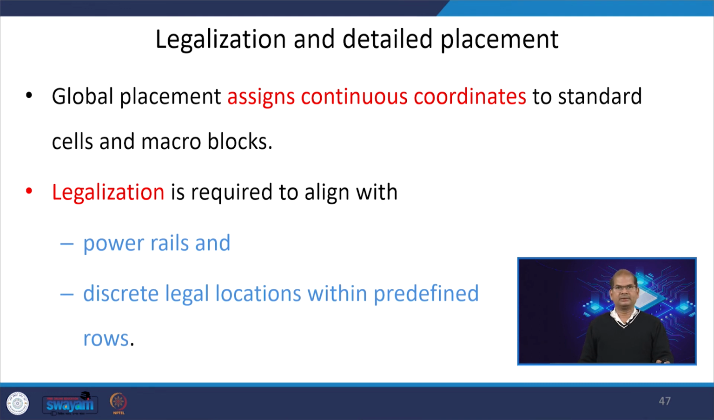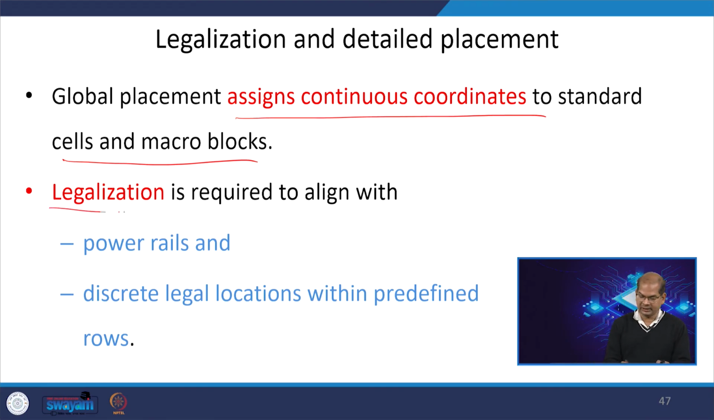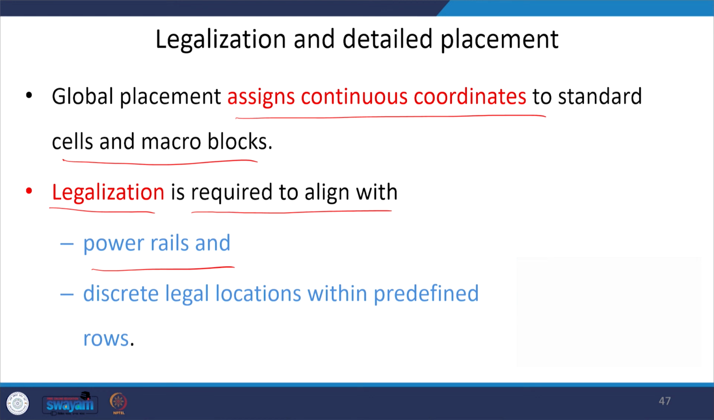So, now we will discuss legalization and detail placement. What is legalization? It assigns the continuous coordinates to the standard cells and the macro blocks. Legalization aligns the cells to their power rails and assigns discrete legal locations within the predefined rows. So, the main aim of legalization is to align the power rails and assign the discrete legal location within the predefined rows.